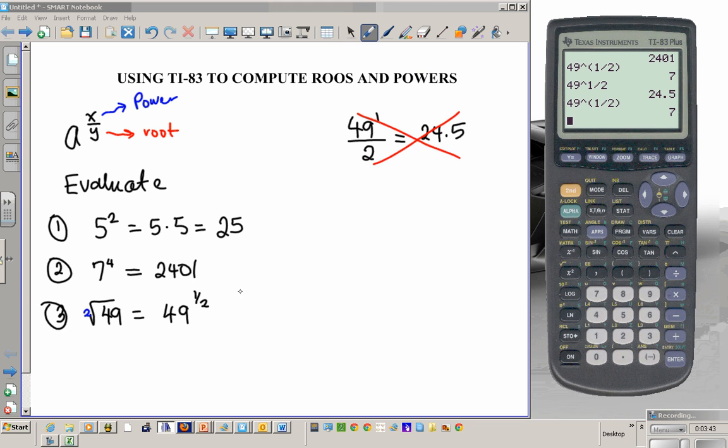Guess what? Since square root is so common, there is also a square root option right here. So you can just do the square root of 49, which is 7.